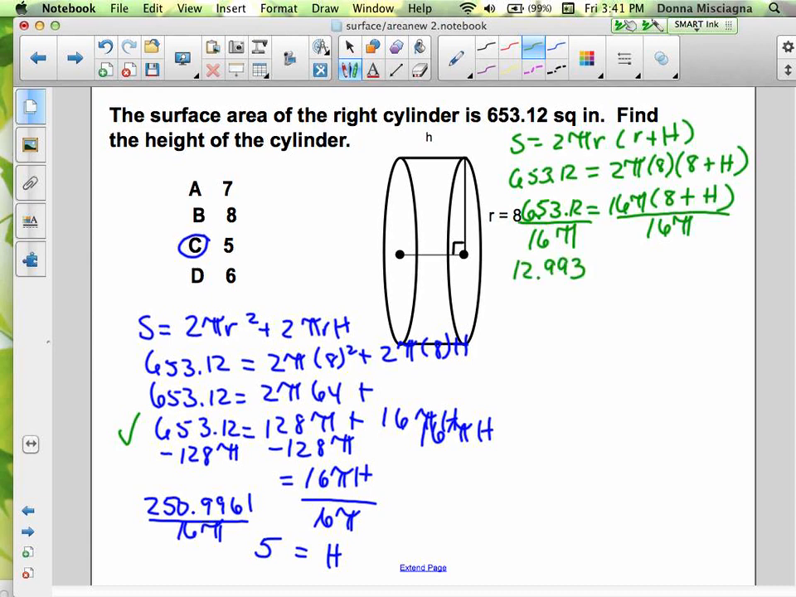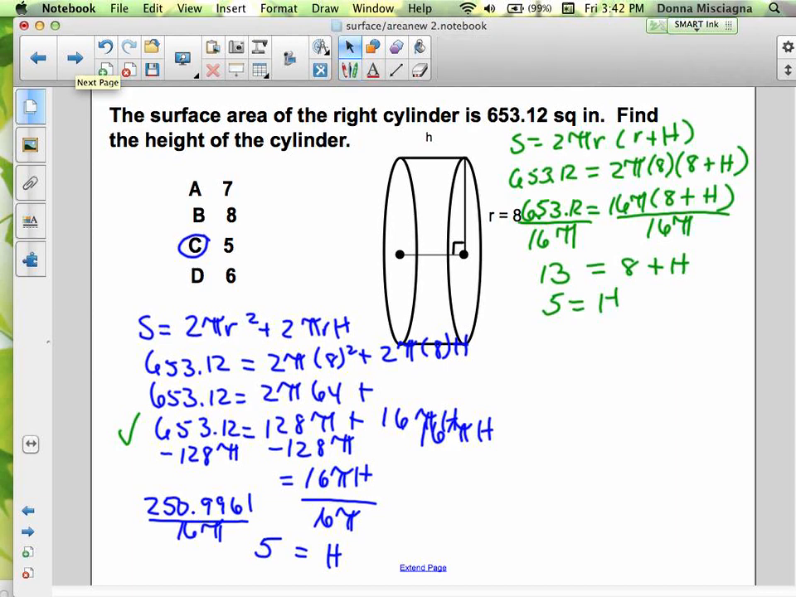Because we know we're going to round to the nearest integer anyhow, it is equal to 8 plus h. And actually, I probably could have just written 13. Since this is multiple choice, and we know it has to be an integer, and it's so close to 13, 13 equals 8 plus h, and now we just have to subtract 8 from both sides. So 5 equals h. I liked the second one, if you divide by 16 pi and don't distribute. If you distribute, it doesn't matter which one you use, it was all the same amount of work.